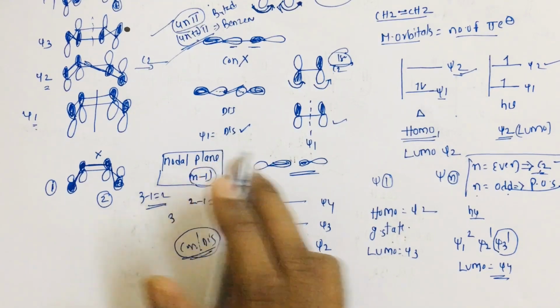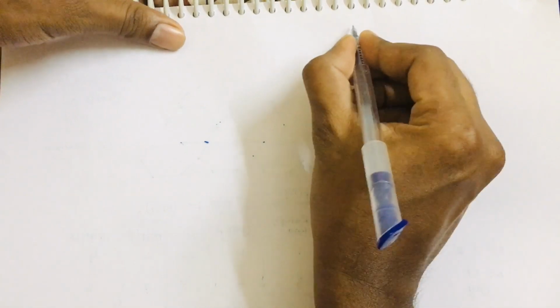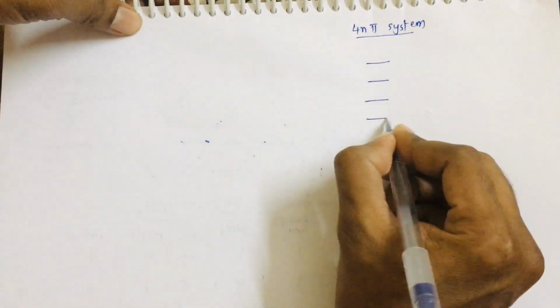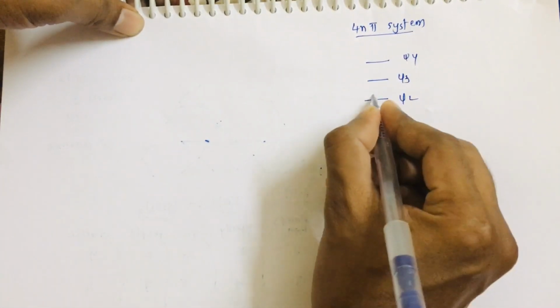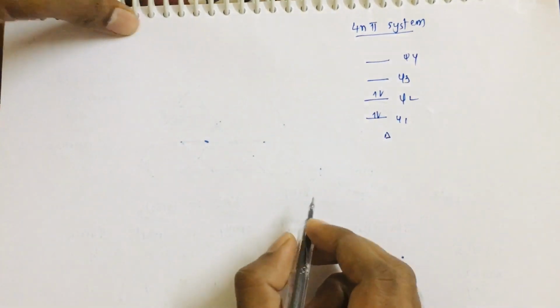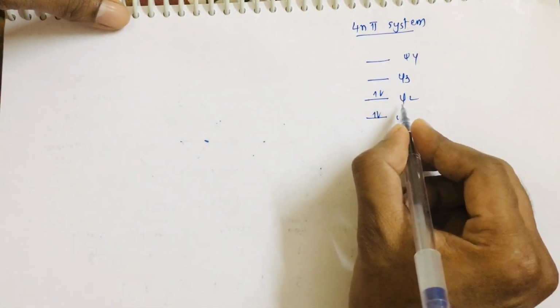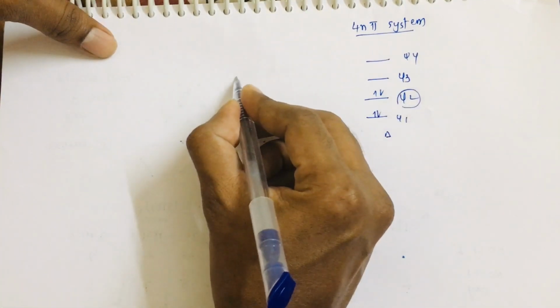So now we will go for the 4n pi system. Okay, psi 1, psi 2, psi 3, psi 4. So total 4 electrons. First we see the thermal condition. Okay, in the thermal condition, what is the ground state? Psi 2 is the ground state.